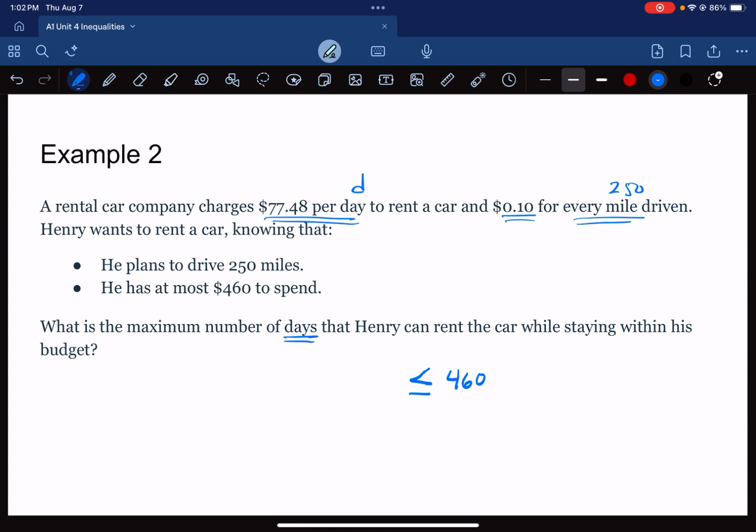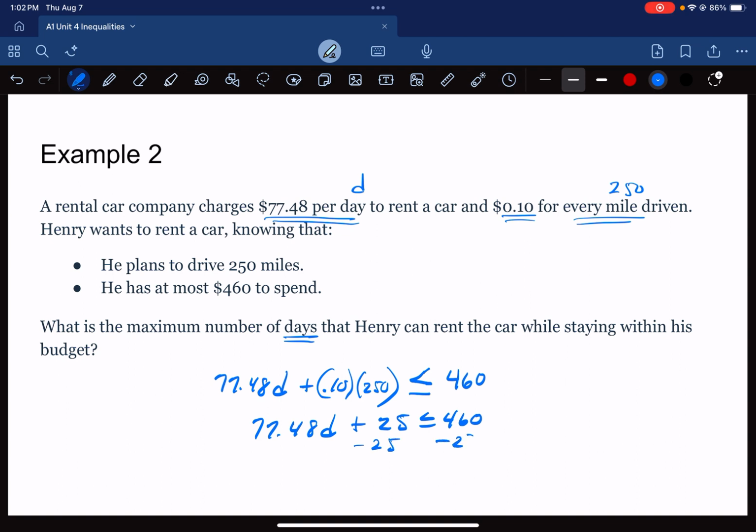Okay. Now, how do you calculate how much you're going to be charged? Well, you're charged $77.48 for every day plus 10 cents, and you already know, though, how many miles you're driving, for each of your 250 miles. Okay? So there's our equation. I'm going to go ahead and multiply the 10 cents times 250. That's 25. And then I'm going to solve my equation. Subtract 25. So I get 460 minus 25. And so that's 435.